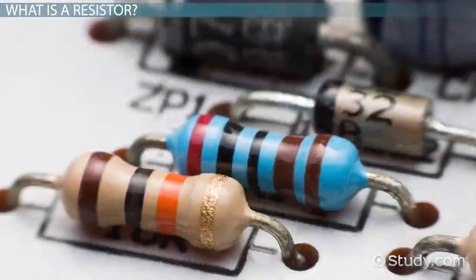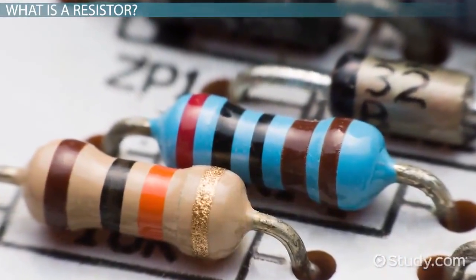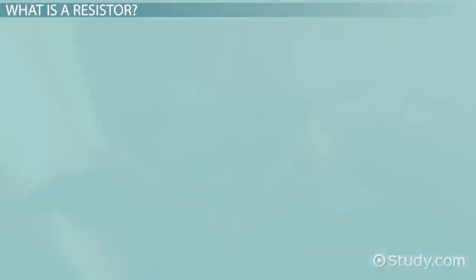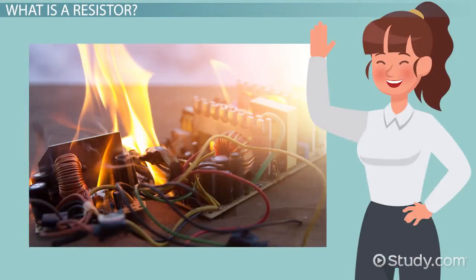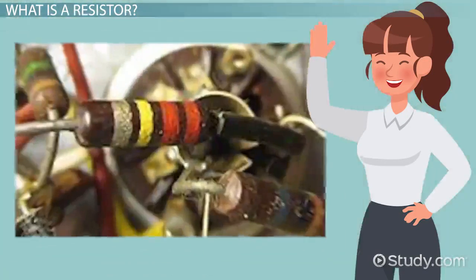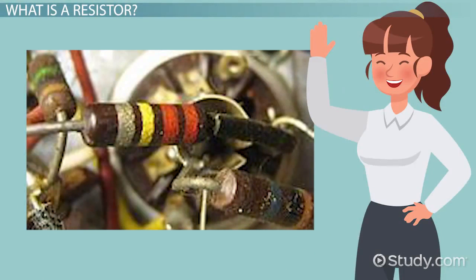Resistors are used to control both the voltage and the current running through a system. Without resistors, your electronics could easily burn out or overheat from too much electricity running through it. Resistors prevent that. So even though they're tiny, they serve a very useful purpose.